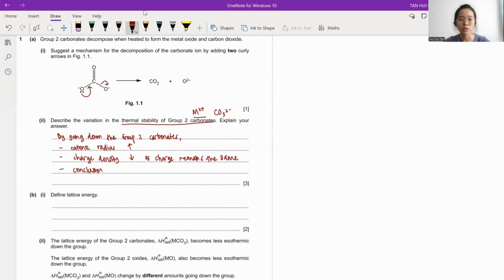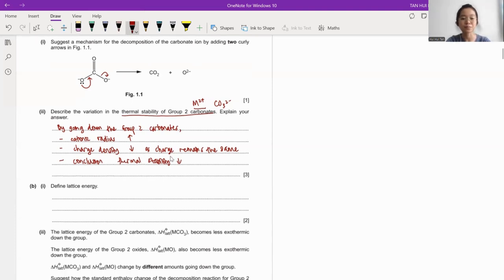For the conclusion, since your charge density decreases, your lattice energy will become less exothermic and your ionic bond strength becomes weaker. It's easier to decompose, you don't need a large amount of energy, so your thermal stability decreases. Your carbonates become less stable, they are easier to decompose. That's the meaning behind this.